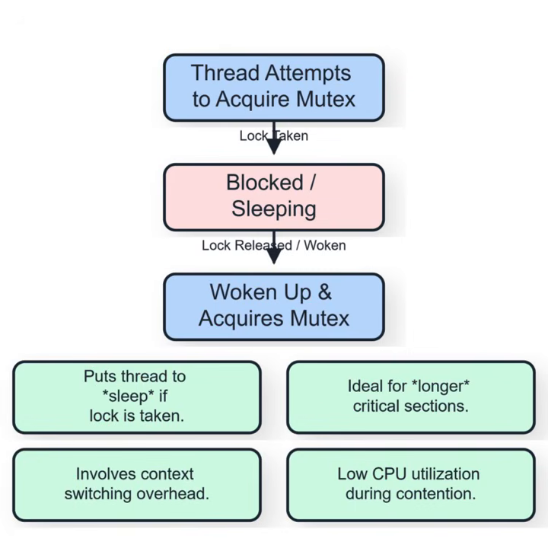In contrast to spinlocks, we have mutexes. When a thread tries to acquire a mutex that's already locked, it doesn't busy wait. Instead, the operating system puts the thread to sleep and moves it off the CPU, scheduling another thread to run. When the lock becomes available, the sleeping thread is woken up and rescheduled.